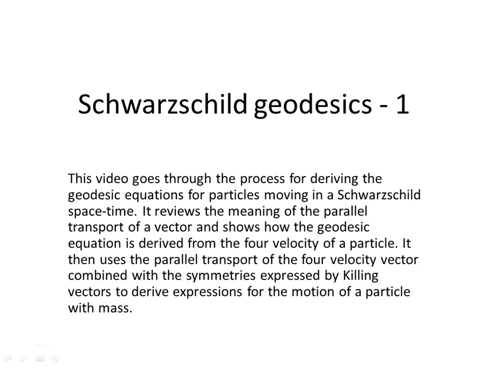This video goes through the process for deriving the geodesic equations for particles moving in a Schwarzschild space-time. It reviews the meaning of the parallel transport of a vector and shows how the geodesic equation is derived from the forward velocity of a particle. It then uses the parallel transport of the forward velocity vector combined with the symmetries expressed by Killing vectors to derive expressions for the motion of a particle with mass.